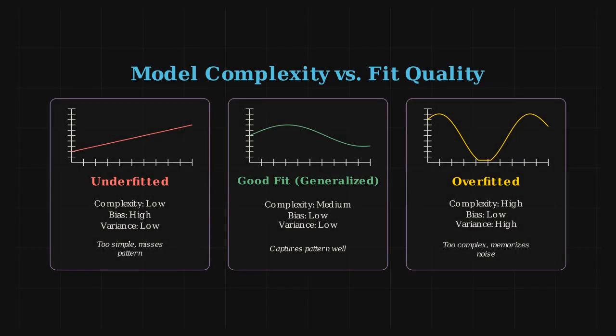On the left, an underfitted model is too simple, it misses the true pattern and has high bias and high error. In the middle, a well-generalized model captures the pattern with good accuracy. On the right, an overfitted model is too complex, it memorizes noise, fitting every point perfectly on training data but failing on new data, exhibiting high variance.